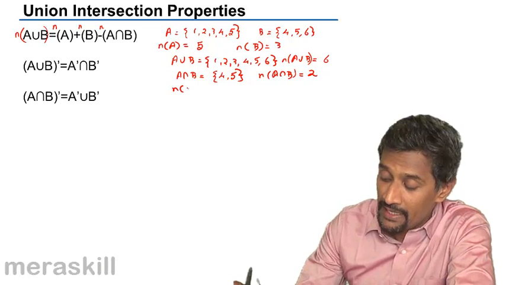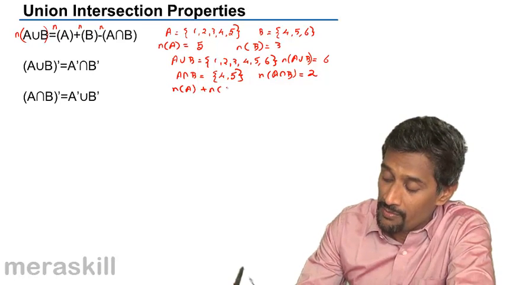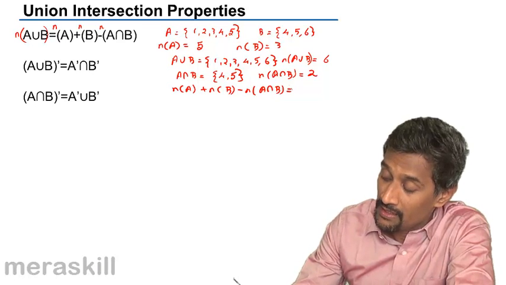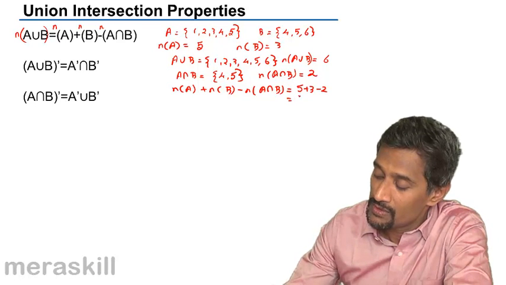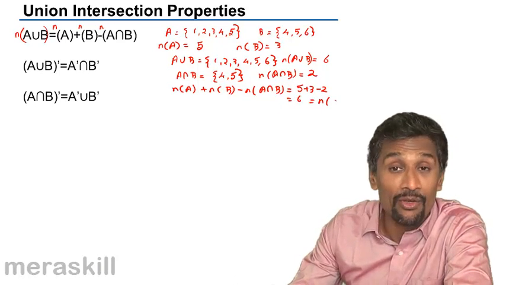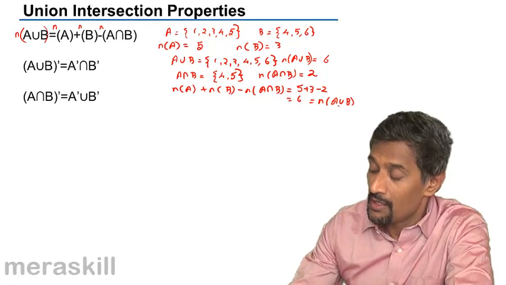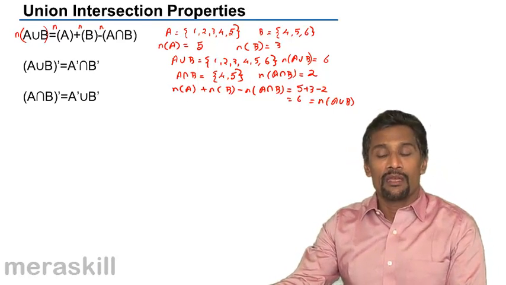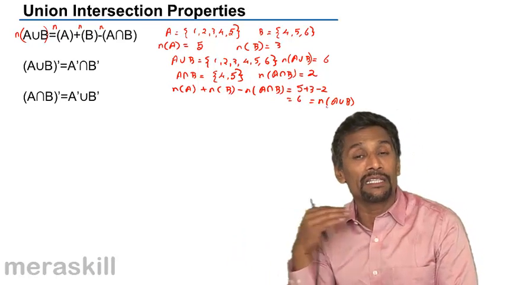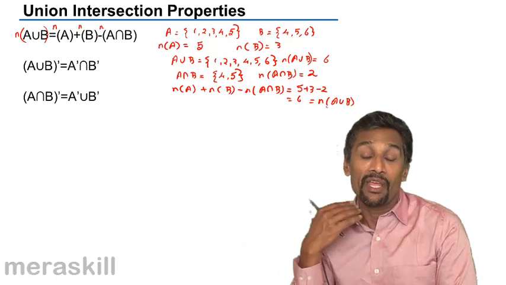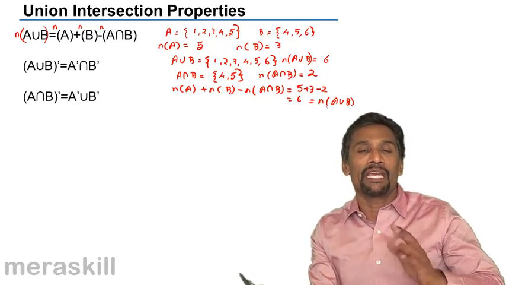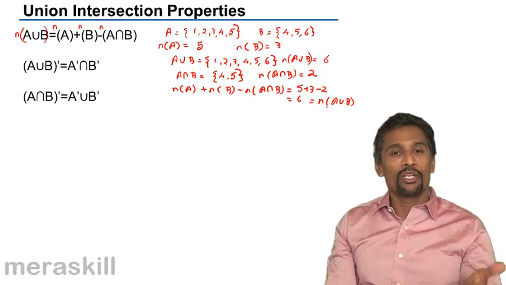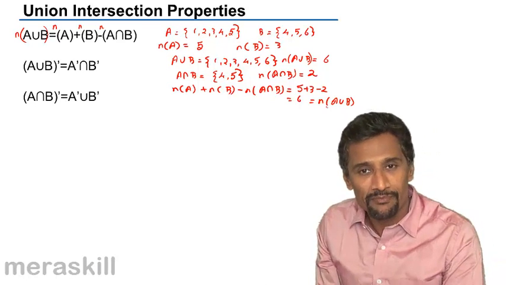So let's see, n of A plus n of B minus n of A intersection B is nothing but 5 plus 3, 8 minus 2, 6, which is the same as n of A union B. Because A union B will have no elements other than those present in A and B. And many of the common elements are written only once. So the number of elements in A union B can never be greater than total of the number of elements in A and B. Right?